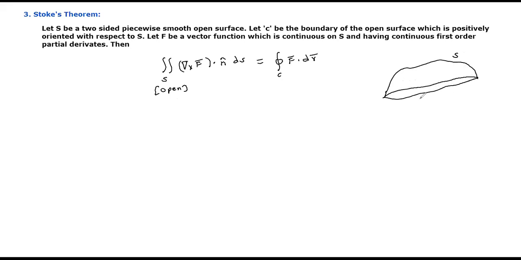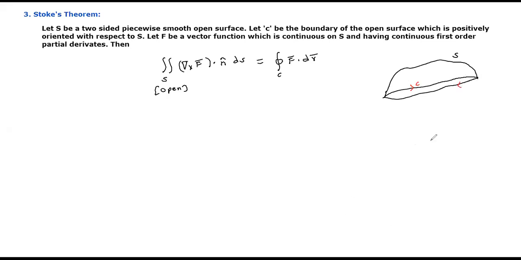This is a boundary C, and this should be positively oriented. What do you mean by positive orientation? When you are walking along the boundary, the region that you are considering must be to your left hand side. So how should I orient? I should go like this, so that this region is to my left hand side.